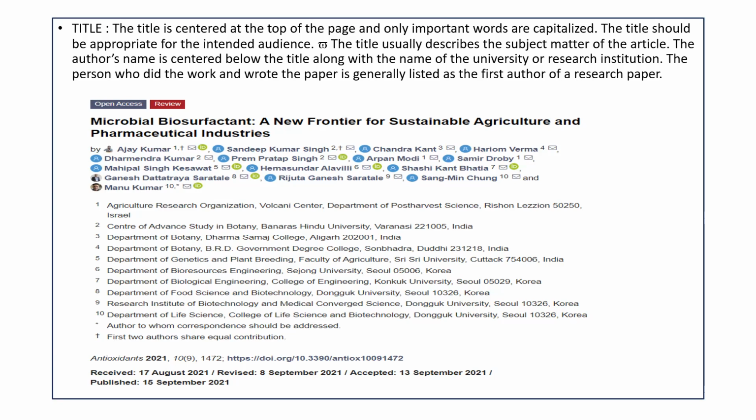The title usually describes the subject matter of the article. For example, effect of smoking on academic performance. Now, sometimes a title that summarizes the result is more effective, so you can include that in your title. For example, students who smoke get lower grades.